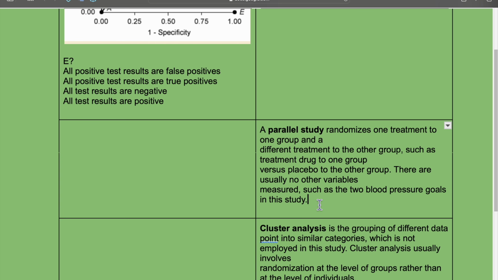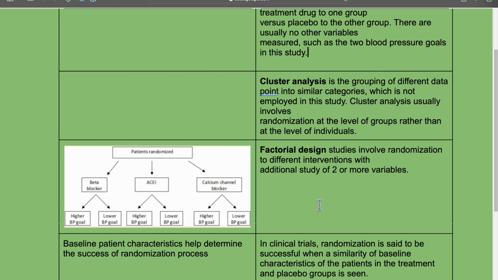A parallel study randomizes one treatment to one group. Okay, this is just explaining what a parallel study is. So a parallel study randomizes one treatment to one group and a different treatment to the other group, such as treatment drug to one group versus placebo to the other group. There are usually no other variables measured, such as the 2 blood pressure goals in this study. Okay, we don't have the study, so. What is cluster analysis? Cluster analysis is the grouping of different data points into similar categories, which is not employed in this study.